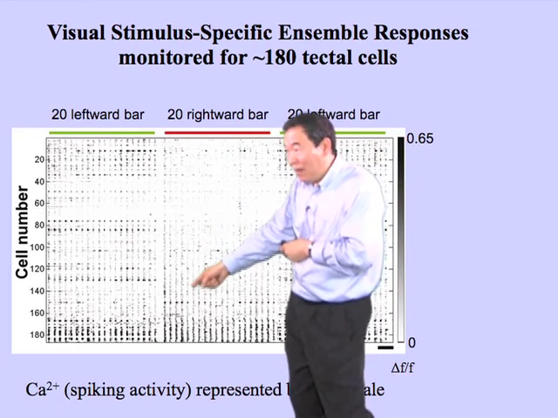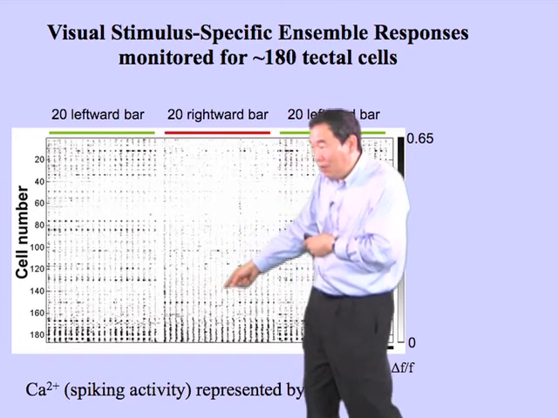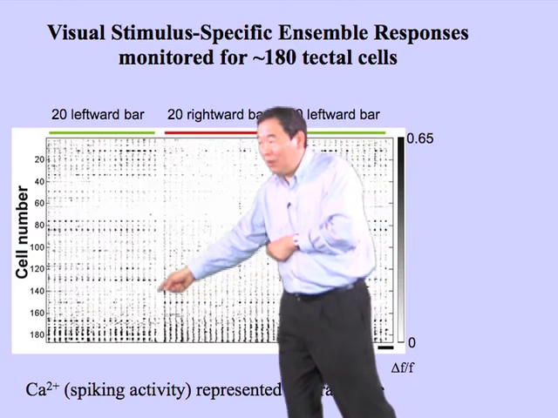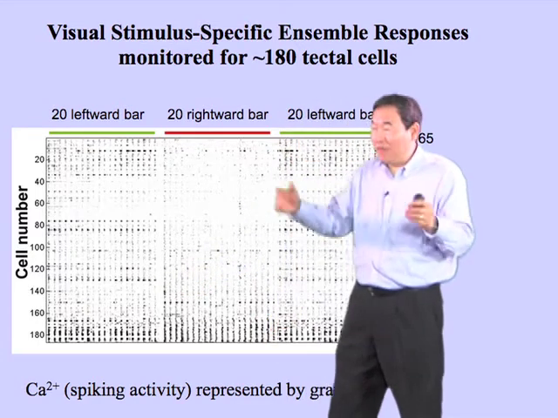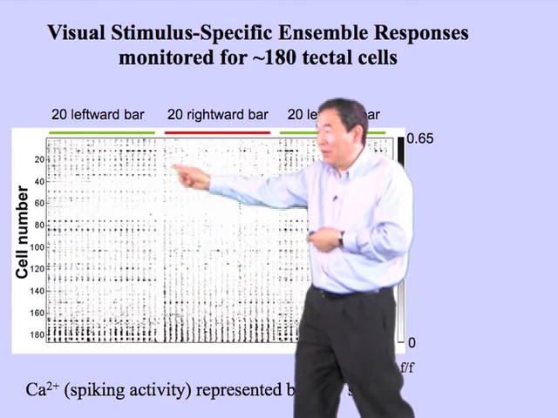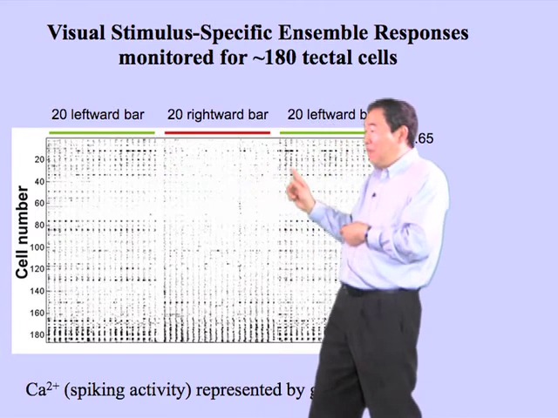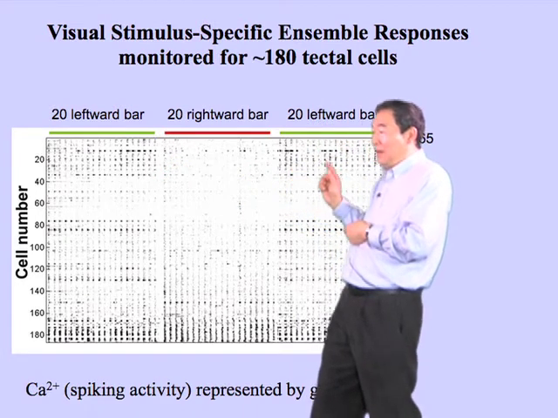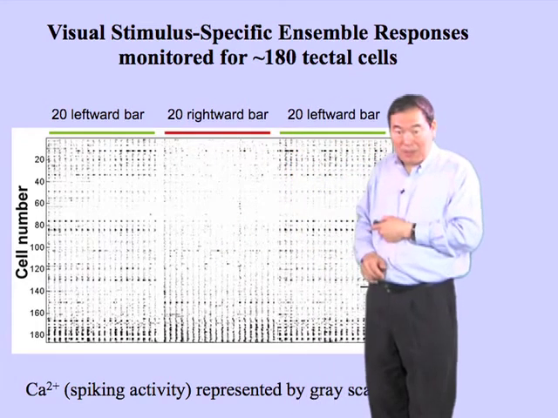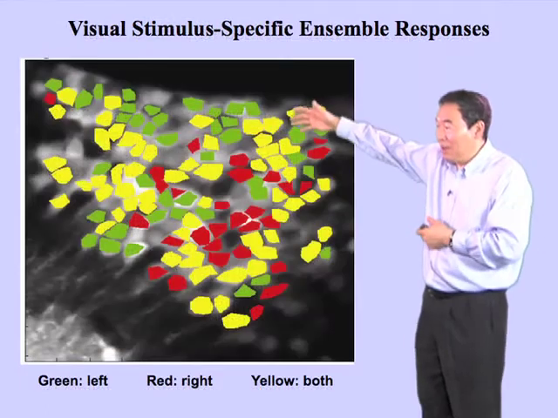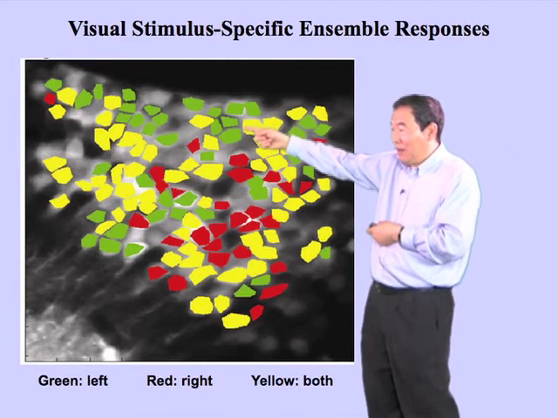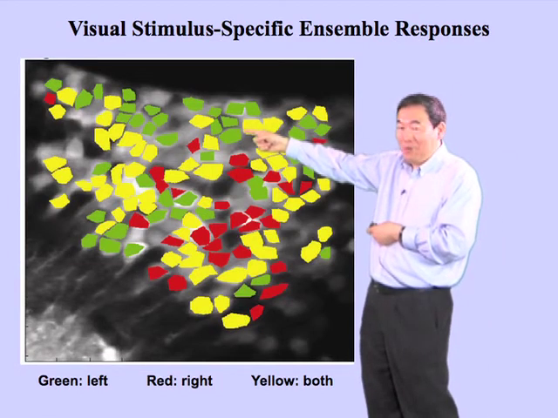These cells, for example, selectively respond to the rightward moving bar. They are not responding at all to the leftward moving bar. So there's specificity, and there's reproducibility. The same cell that responded the first time to a leftward bar responds again to the leftward bar. So there's a reproducibility and a specificity of the response. Now, you can draw this in a colorgram here. The red cells and the green cells here respond only to the leftward moving bar.